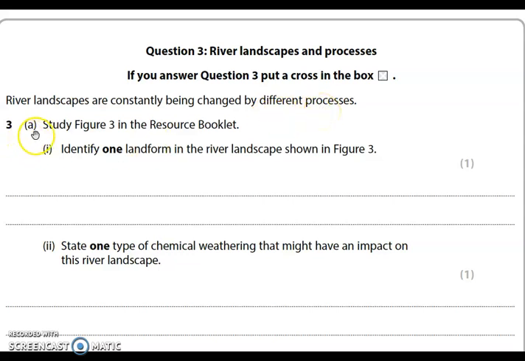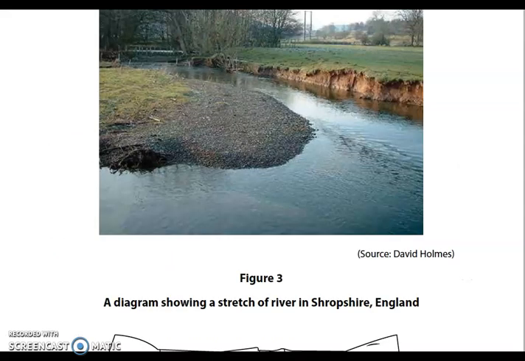The first task it gives you is study figure 3 in the resource booklet. So I would advise, before looking at the question, look at the resource. And here we can see we've got figure 3, a diagram showing a stretch of river in Shropshire, England. So rather than a diagram, it's a picture. But what can we see? Well, we can see we've got the bend in the river, the meander. We can see we've got a slip-off slope on the inside of the bend, and we can see we've got a river cliff. We maybe have the floodplain over here, the flat area of land. Okay, so we're starting to think geographically straight away.